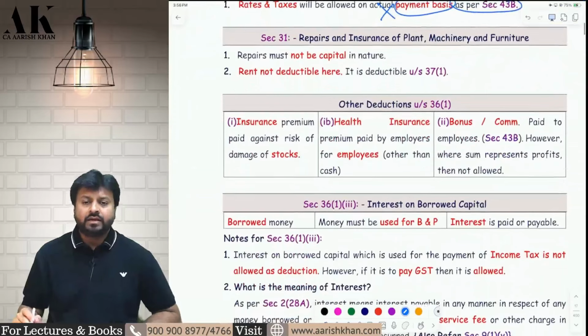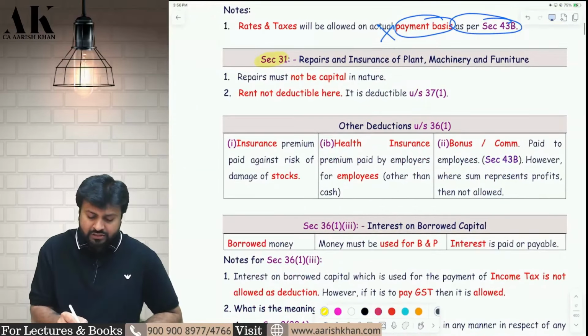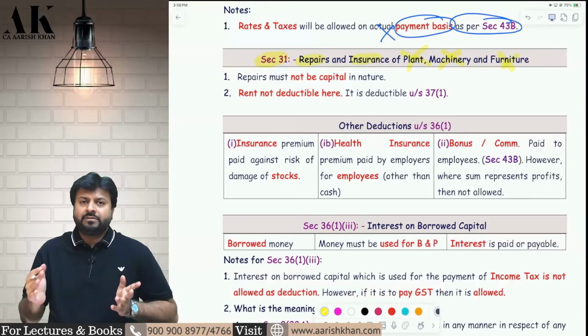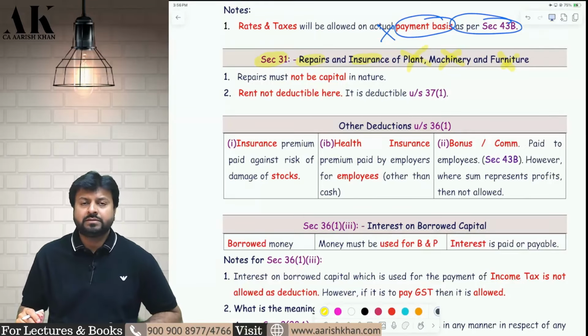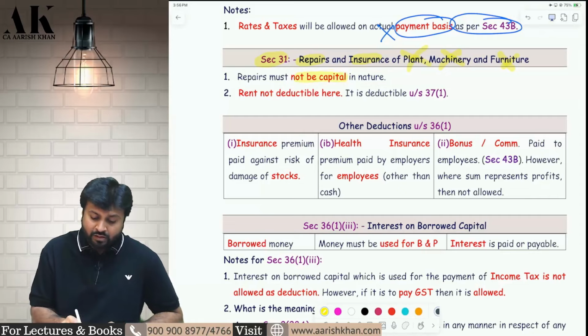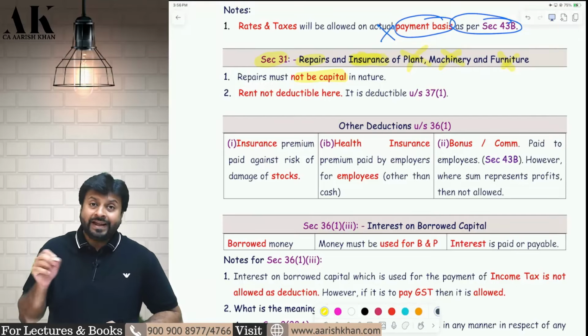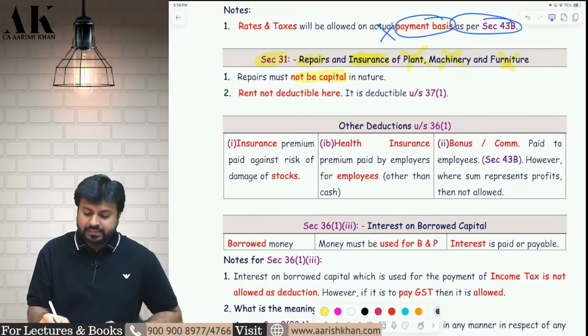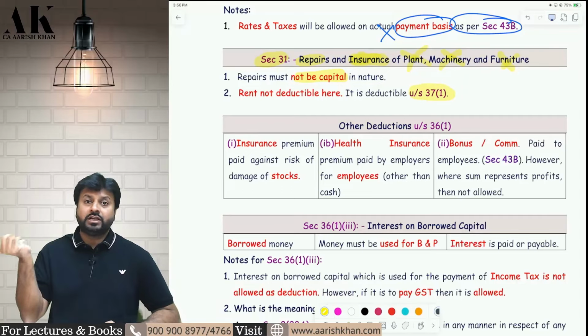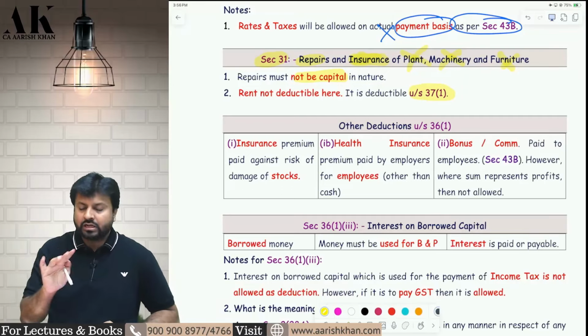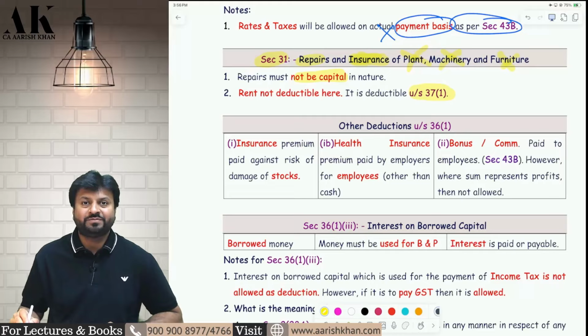Okay. Let's move on to the next section, 31, very small section. This covers repairs and insurance of plant, machinery, furniture. So if there is a plant, machinery, furniture which is used for the purpose of business and profession, if you are doing some, again, revenue repair, not capital, and if you are doing some insurance premium, then it is allowed as a deduction. Rent of plant, machinery, furniture is not covered here. That is covered under 37(1), subject to the conditions mentioned in 37(1). That is not covered over here. Okay, I hope it is clear to all of you.